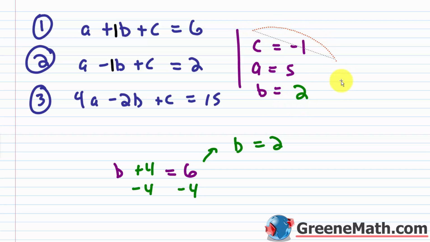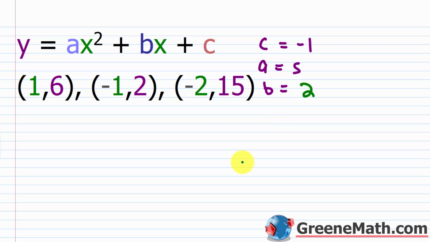All right, so let's grab these values and go back up. Plugging back in here, we have y is equal to, for a, we have 5, so 5, and then you have your x squared.